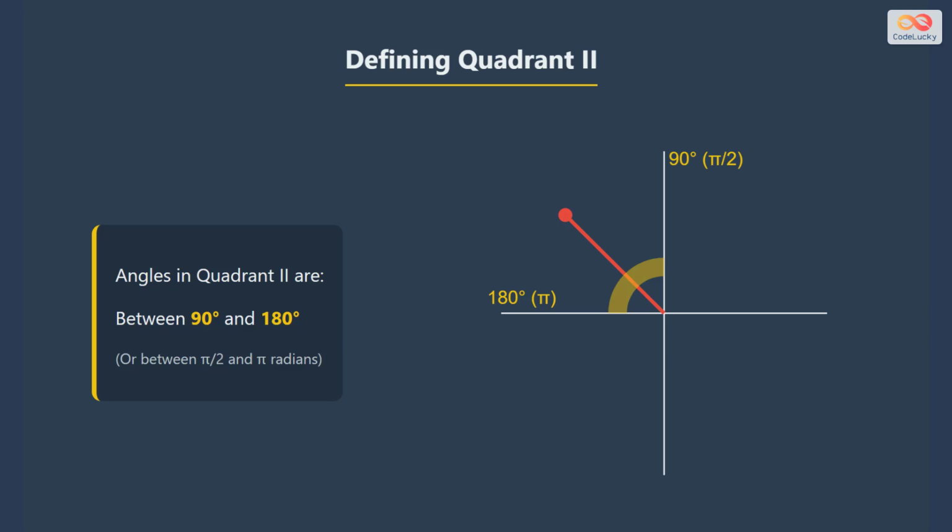An angle is in quadrant 2 if it falls between 90 degrees and 180 degrees. In radians, this is between pi over 2 and pi. The terminal side of the angle extends into the top left region.